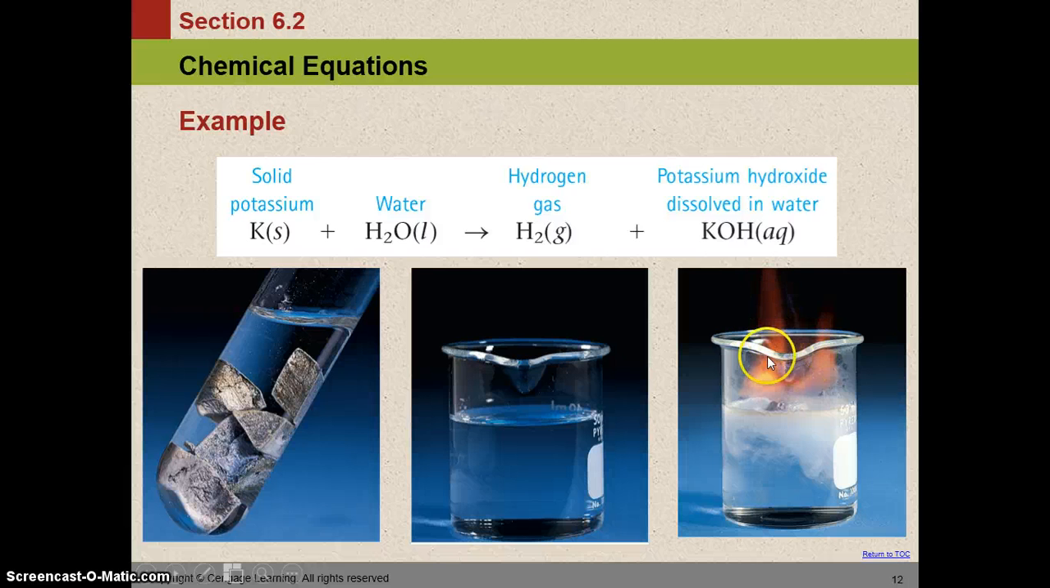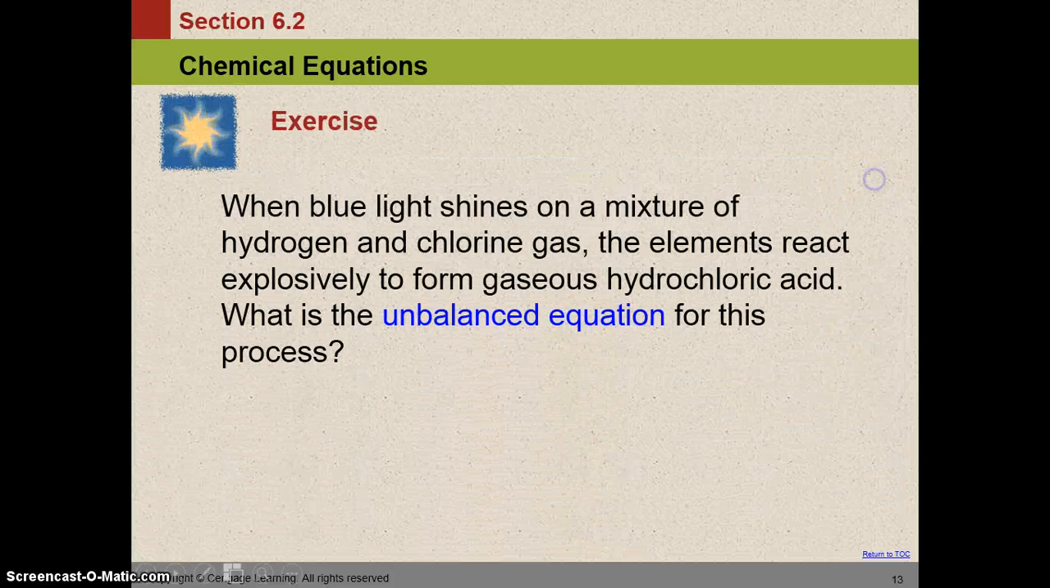And you see it burned off here. And potassium hydroxide, which is aqueous. And that just means that in the water, it's not just liquid water. It has potassium hydroxide that's dissociated in it. Let's look at this exercise.